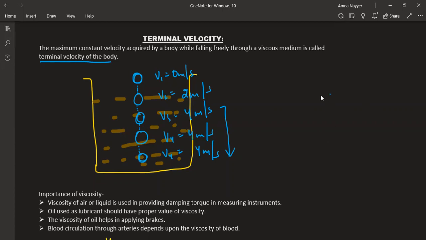All right. So when you have a body inside a fluid, buoyant force keeps on acting upwards. Viscous force also keeps on acting upwards, and in downwards direction, you have the weight of the body. Fine.